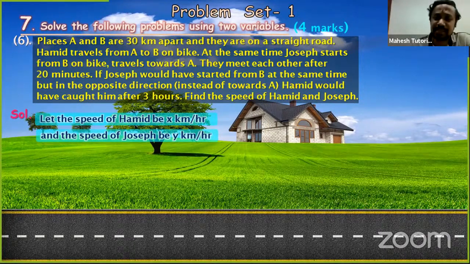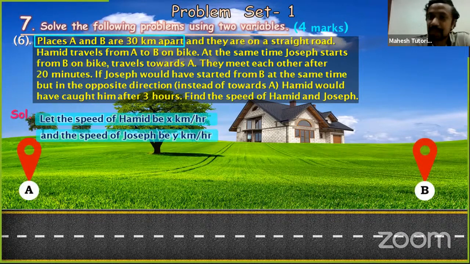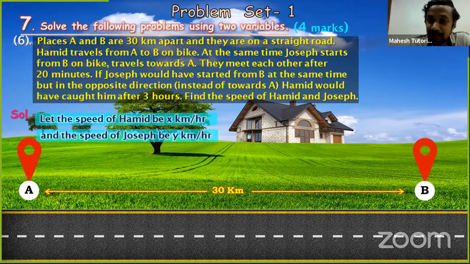Now as per my assumption, students, Hamid's speed is X kilometer per hour and Joseph's speed is Y kilometer per hour. Moving further, the question states that places A and B are 30 kilometers apart. Means there are two places, A and B, and the distance between these two places is 30 kilometers. All right, moving further.